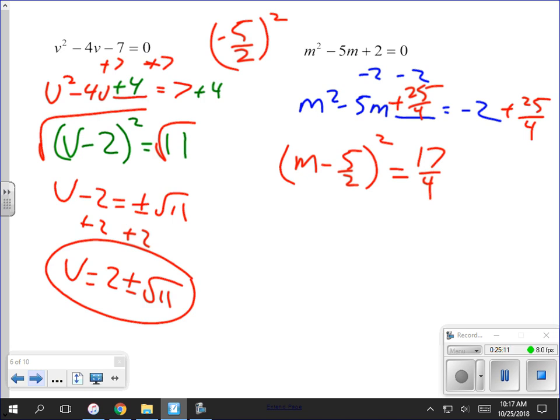I have -2 plus 25 fourths, which means I have -8 fourths plus 25 fourths, right? Common denominator when you're adding fractions. And then 25 minus 8 is 17, right? So that gives me 17 fourths, right? When you have combined fractions, you have to have a common denominator.